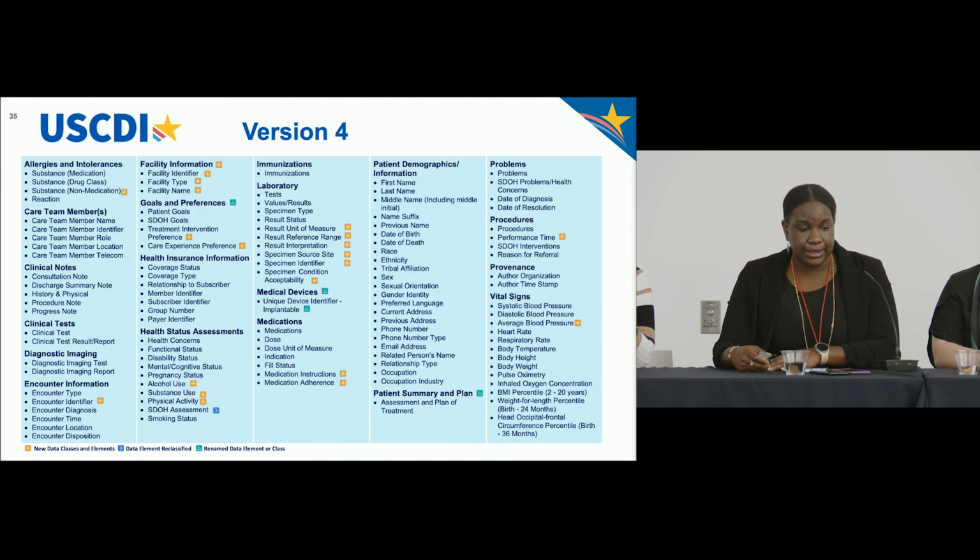First thing I want to highlight, I talked about standards and data. This is just giving you a snapshot of what USCDI version 4 looks like. You can see some things that were added, some things that were changed, but again, just highlighting the fact that you'll see those SDOH data elements, and with this version 4, there was a focus on health equity related data elements.